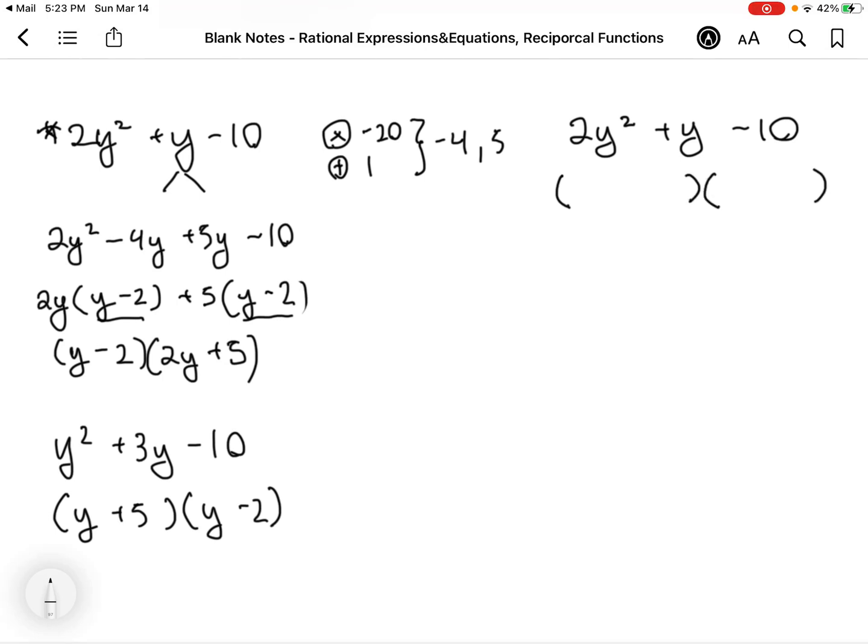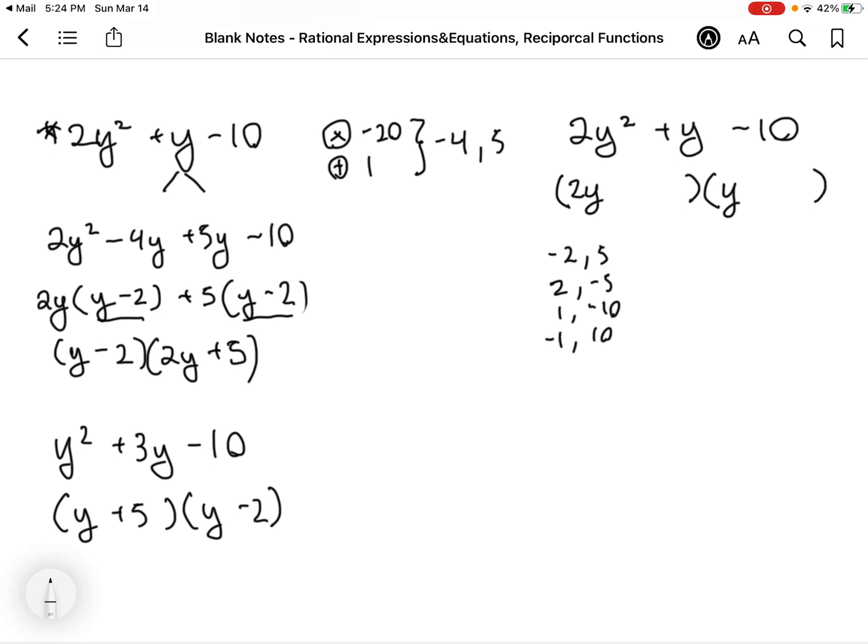Okay, so I know if this is going to factor, that it's going to factor into the product of two binomials. Because I need the first term in each binomial to multiply out to 2y squared, I know that my only options for the first two terms are 2y and y, because that's how I know that I'm going to get 2y squared. Now I've got a few options for the negative 10. I could have negative 2 and 5, I could have 2 and negative 5, I could have 1 and negative 10, or I could have negative 1 and 10.